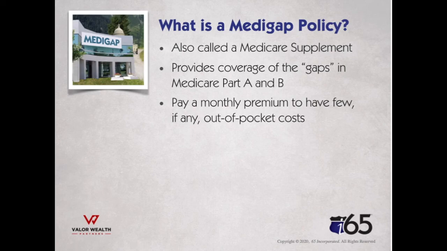With this coverage, you essentially pay one monthly premium and then have very few, if any, out-of-pocket costs. With a Medigap policy, you essentially never need to worry about Medicare A and B not having an out-of-pocket spending limit, because you essentially do not have out-of-pocket costs with this coverage.